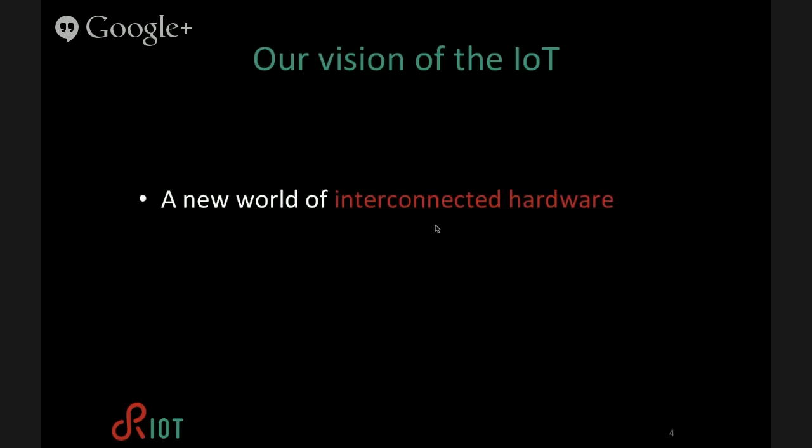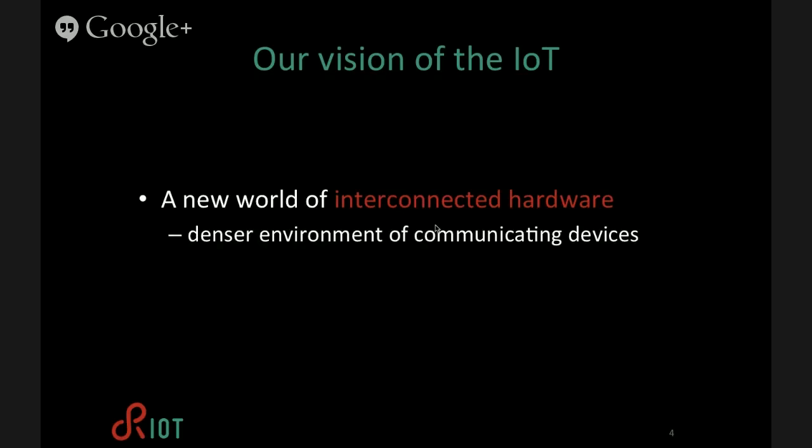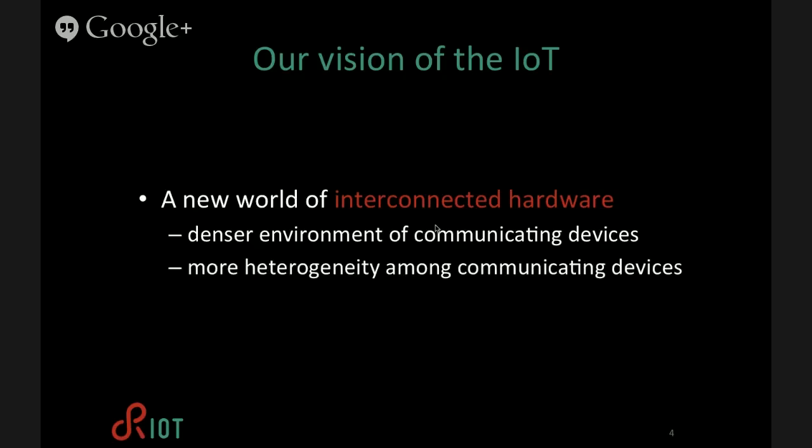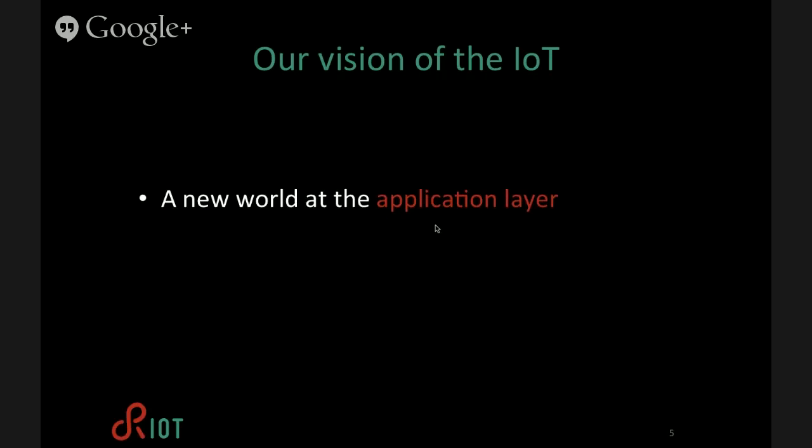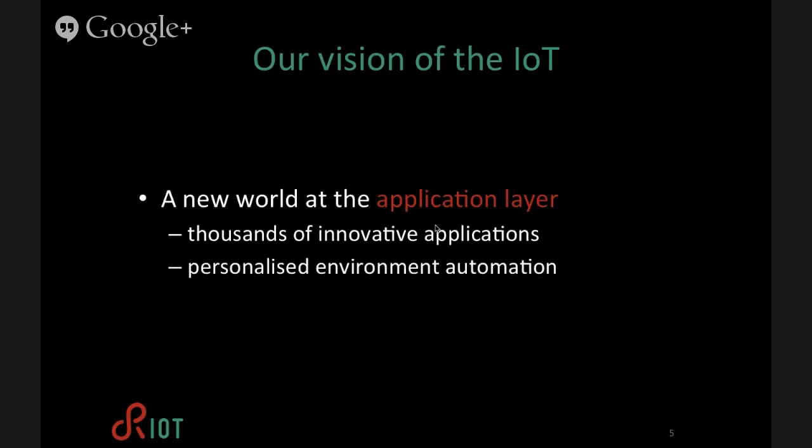So what we think the IoT is really going to bring is a new world of interconnected hardware. In particular, a much denser environment of communicating devices. And these devices will be much more heterogeneous than they used to be, especially in terms of memory and CPU. The communications they will use will be much more low power and multi-radio than in the past. Another aspect is that at the application layer we'll have thousands of new applications that will pop up that will personalize our environment and do that automatically. And this is going to change our world.